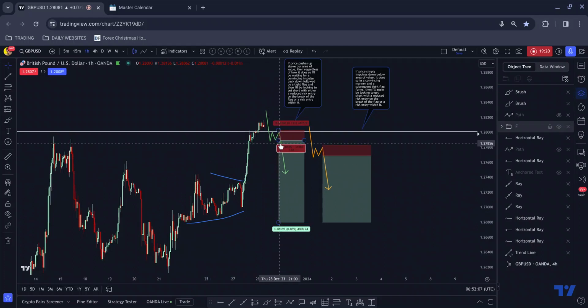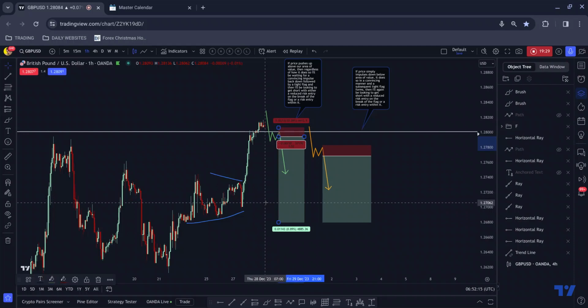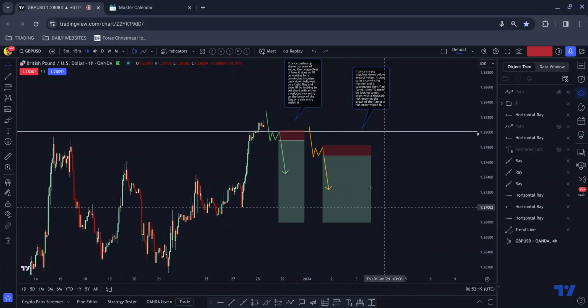And of course, I would have a slightly tighter stop loss if I managed to get a risk entry within it, or I would have a 10 pip stop loss. But anyway, I'd be able to manage it down to those lows quite easily. So that's what I'm going to be looking for now.